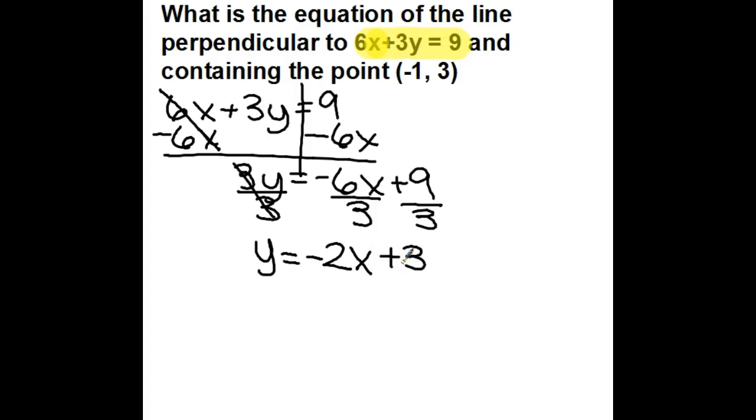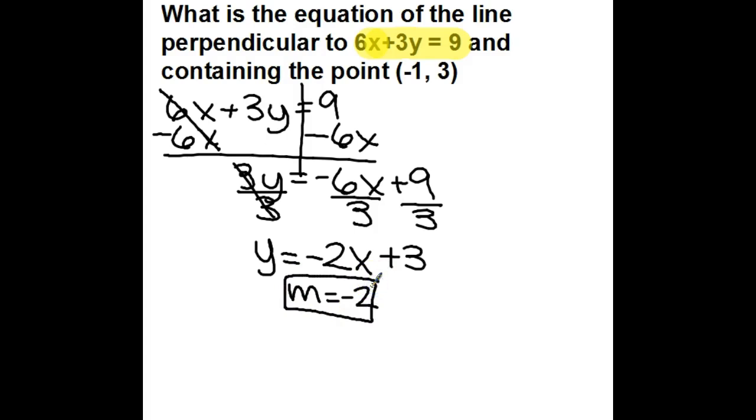So now it's in y = mx + b. So my slope is -2. So the slope of my original line is -2.